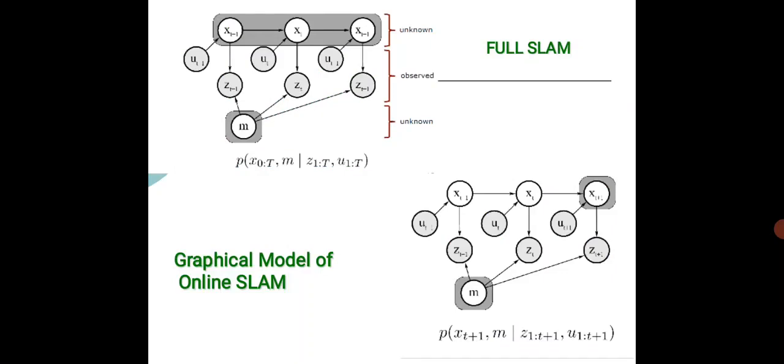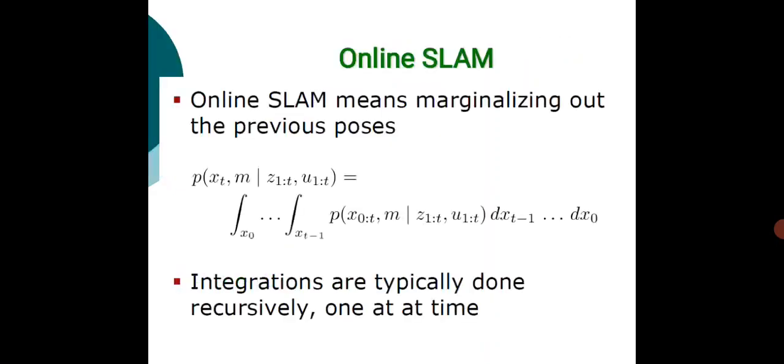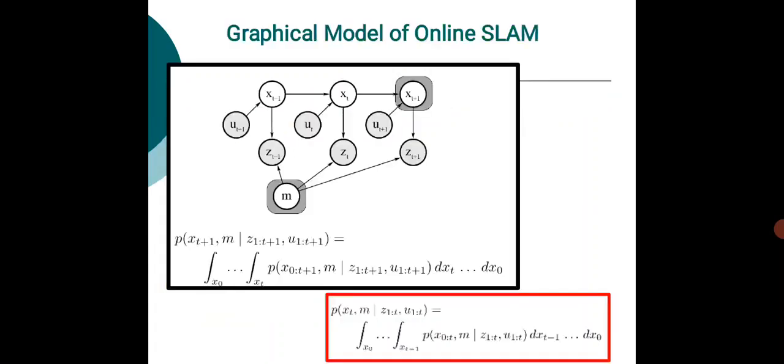Obviously, for full SLAM it goes from the 0th position to t, taking the entire path. Whereas here you go from one pose to the next pose at a particular point of the path. So online SLAM means marginalizing out the previous poses. Normally we use integrations, and they are typically done one at a time. So this represents a graphical model of online SLAM.